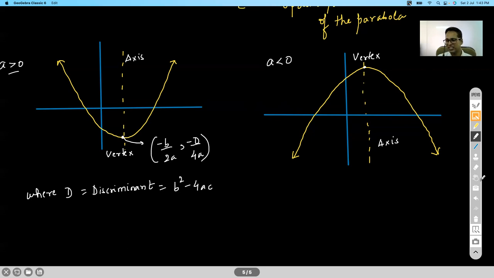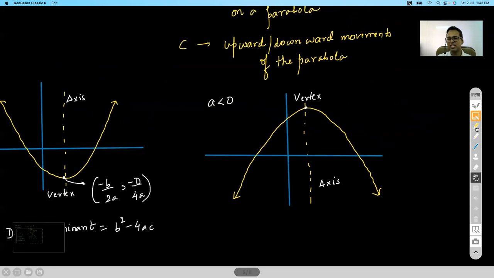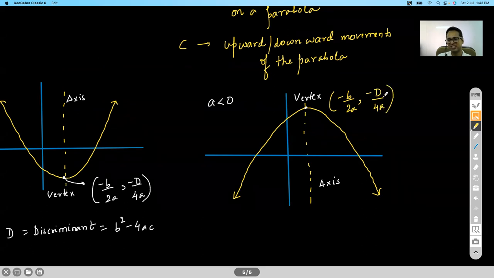Correct. Now, please note that the vertex coordinate plays a very vital role in deciding the domain and range of the graph. In fact, a very vital role in deciding the range of the quadratic polynomial. Okay, how we will see in some time. Achha, many people ask me, sir, even if the parabola opens upwards or downwards, does the vertex coordinate remain the same? Yes, my dear.